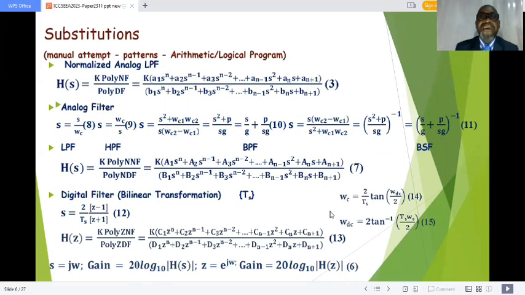Now, when we are converting analog to digital, put it in mind, omega C is the analog frequency, omega DC is the digital frequency. We can convert digital frequency to analog frequency. We can also convert analog frequency, omega C, to digital frequency.